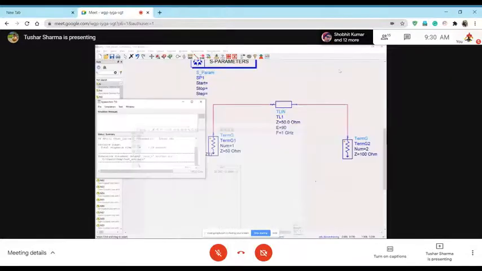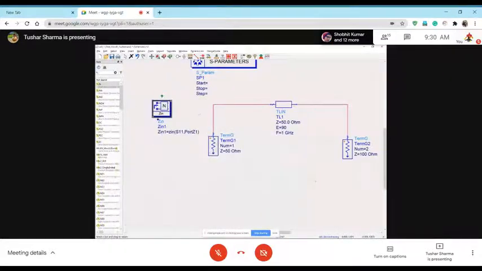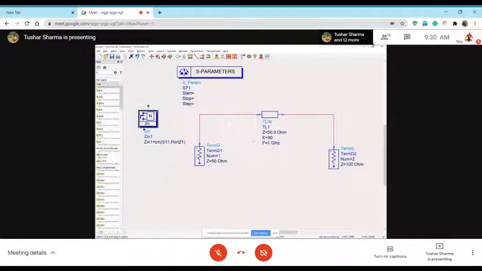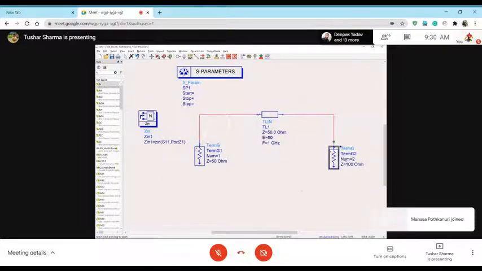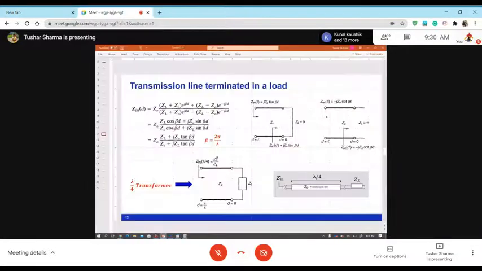So let's try to understand why it is 25 ohms. Can someone explain to me quickly why it is 25 ohms? Any idea? Any guesses? What I am doing here is treating this as 100 ohms, and I am using a lambda by 4 transformer. So let's get back here.